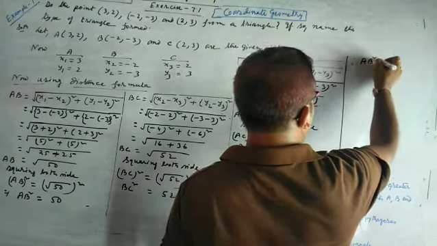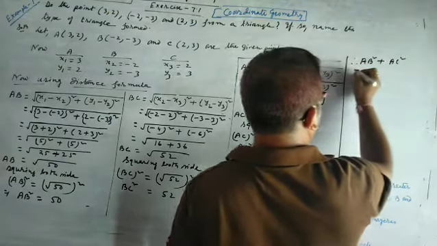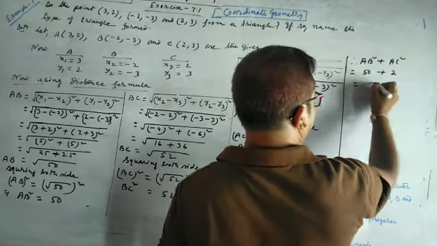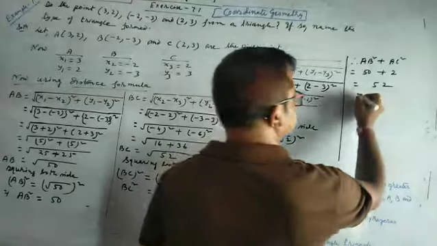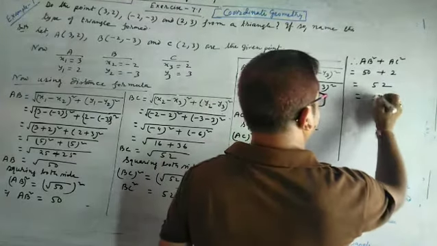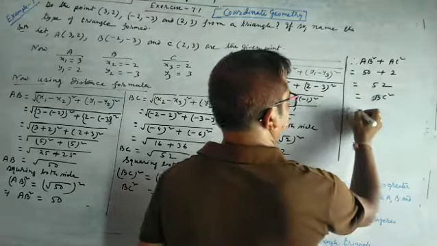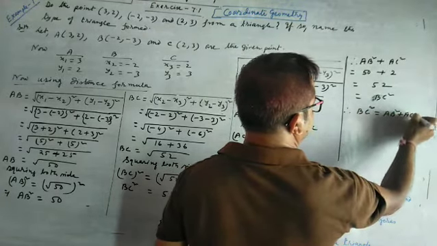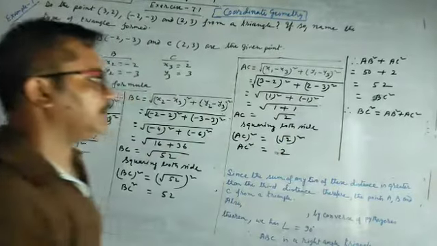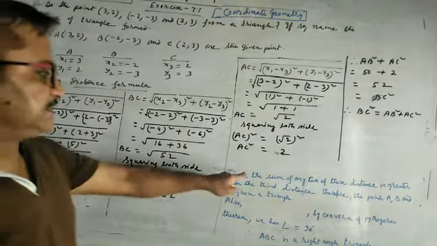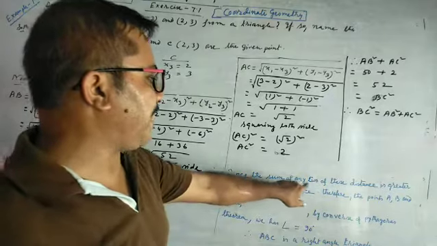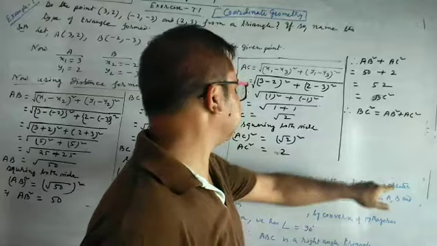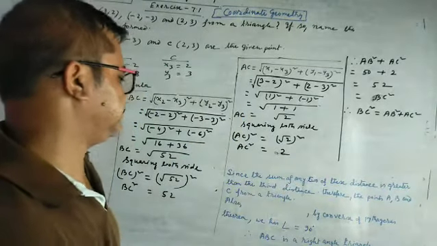Here we do AB square plus AC square. AB square 50, AC square 2. So adding, we get 52. This is equal to BC square. So therefore BC square is equal to AB square plus AC square. Okay.